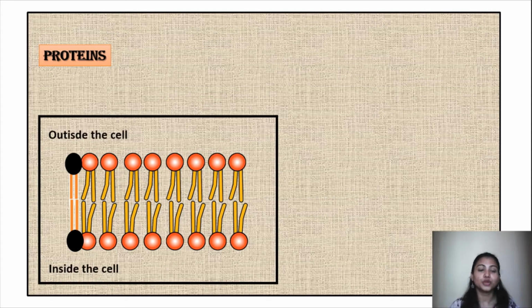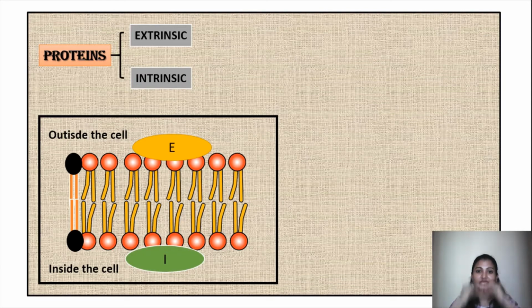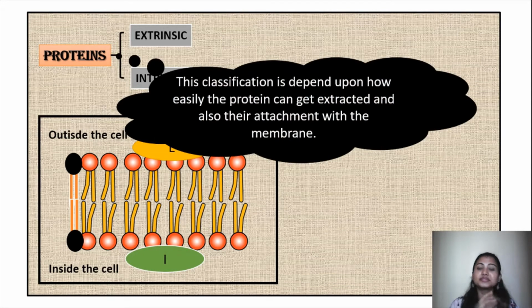What we can see here is that this part is the outside of the cell, whereas this is the inside part. The proteins here are of two types. One is extrinsic, which is present on the outer side, and the second is intrinsic, which is present on the inner side. This classification into extrinsic and intrinsic depends upon how easily a protein can be extracted from the cell membrane, and also their attachment with the cell membrane. So let's see how extrinsic and intrinsic proteins are attached.